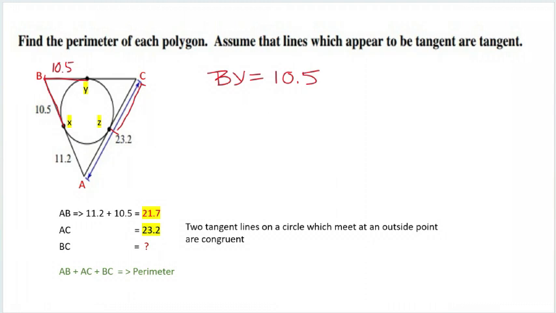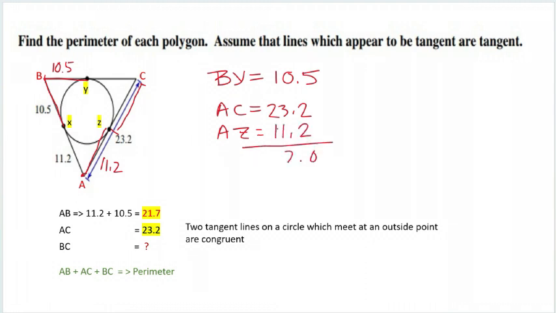We know AC is equal to 23.2. If we determine what AZ, this segment here, is, we could subtract it and determine what CZ is. We know that point A is outside of the circle and we have two tangents going to it. So XA is 11.2. So AZ is also 11.2. So we can subtract our AZ from the whole line segment of AC. We're going to get 12. So this is what CZ is.